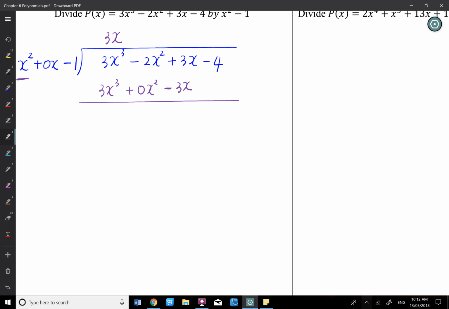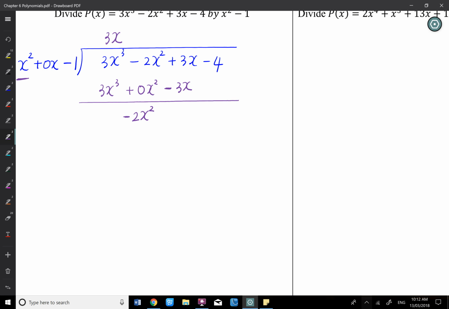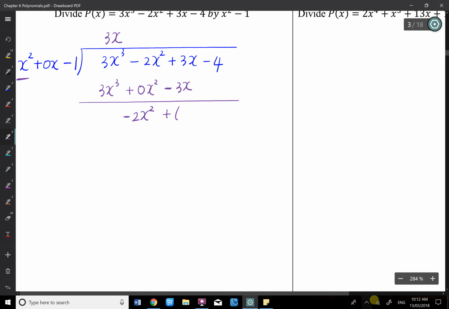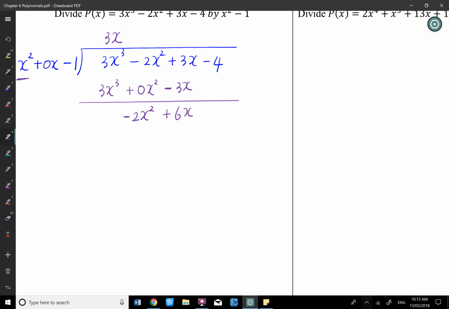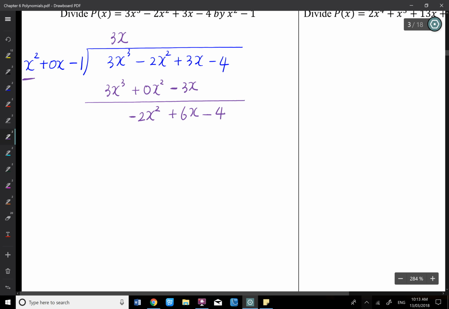And now you will subtract between that. So 3x cubed minus 3x cubed definitely is 0. Minus 2x squared minus 0x squared, that's a minus 2x squared. Plus 3x and subtract negative 3x. What's that? 6x, that's right. A positive 3x minus a negative 3x will give you 6x. And then you have the minus 4. You get the next number down, which is the minus 4.